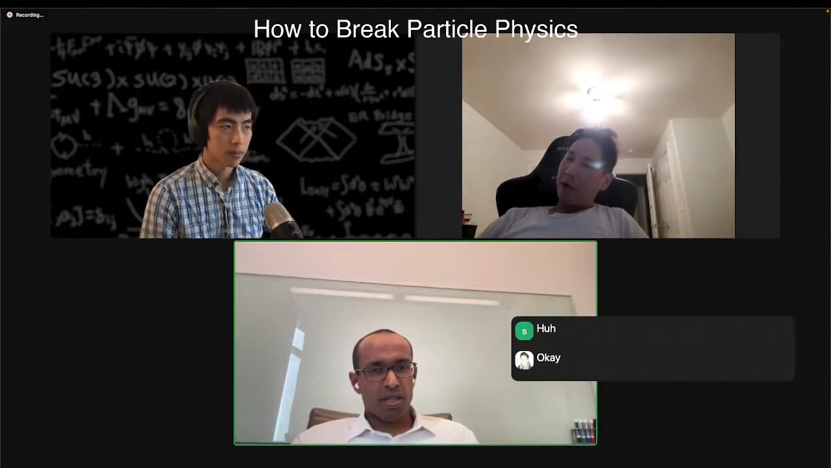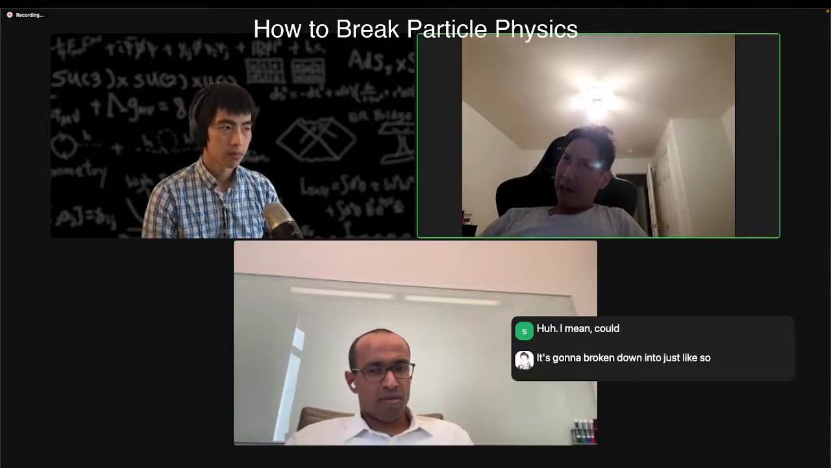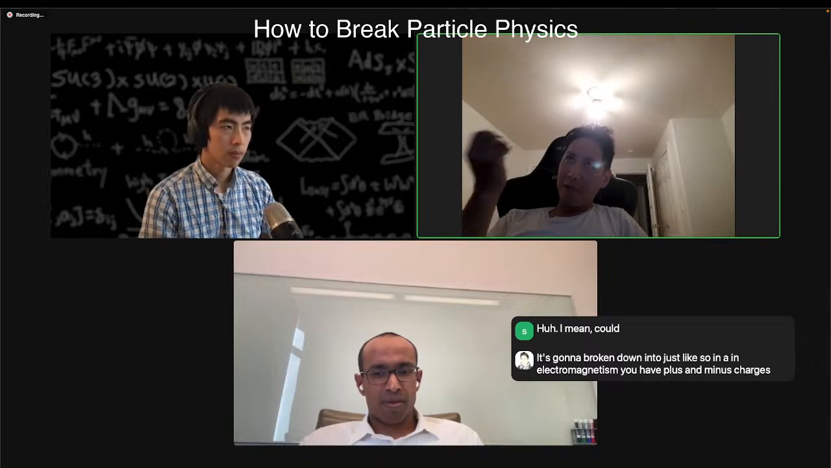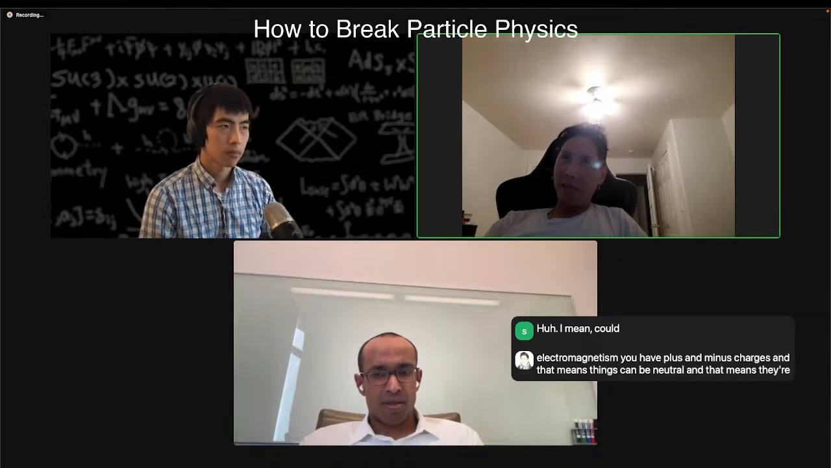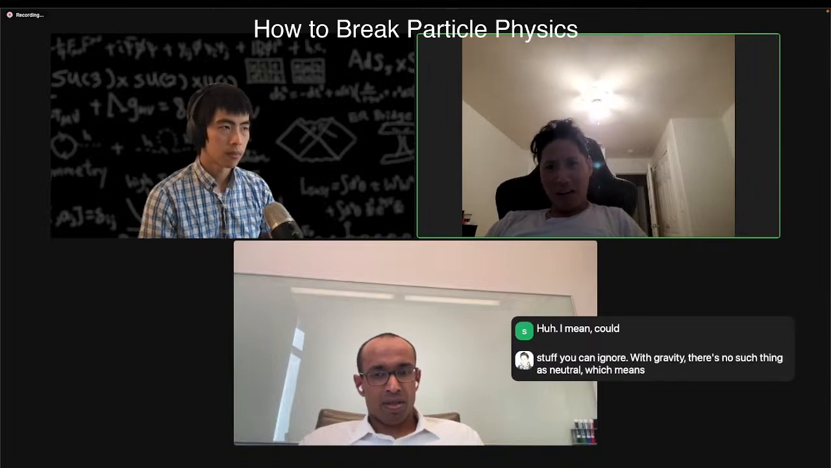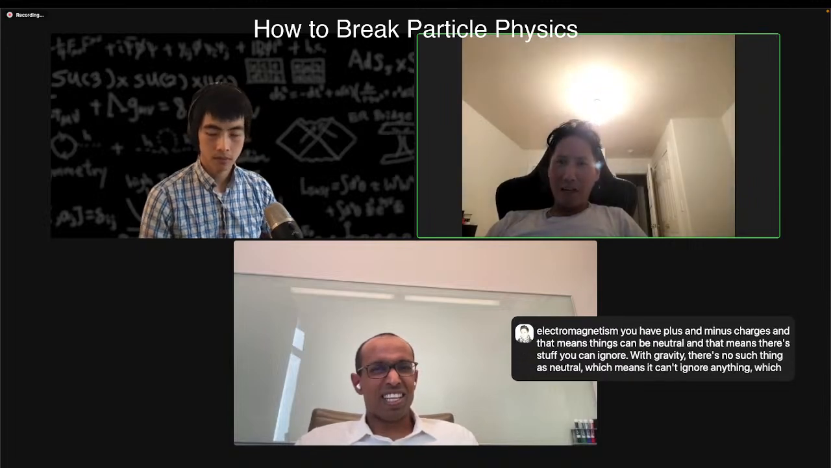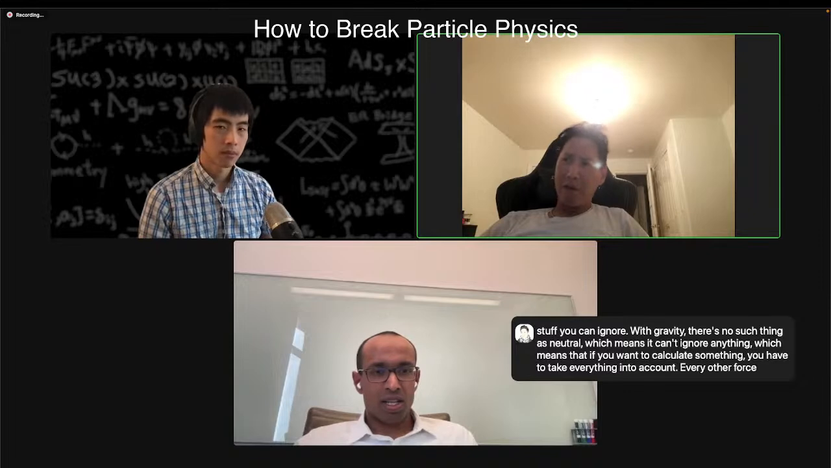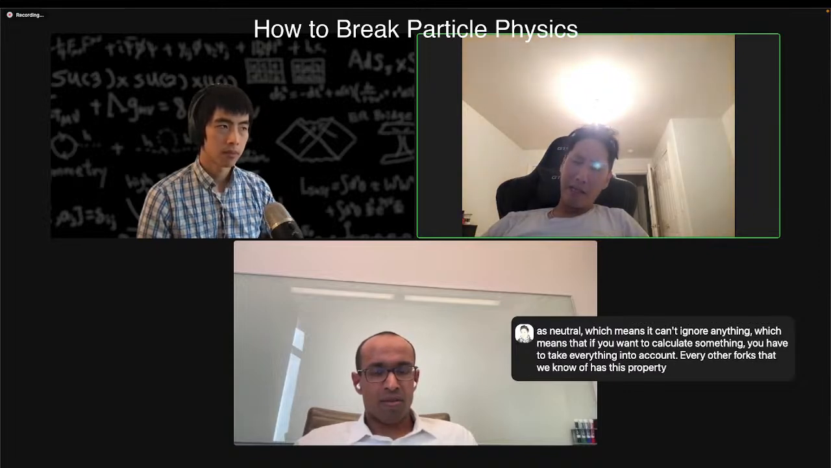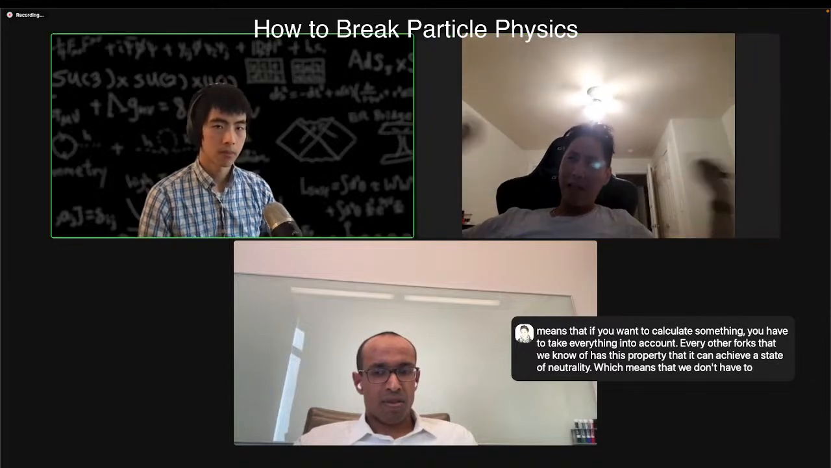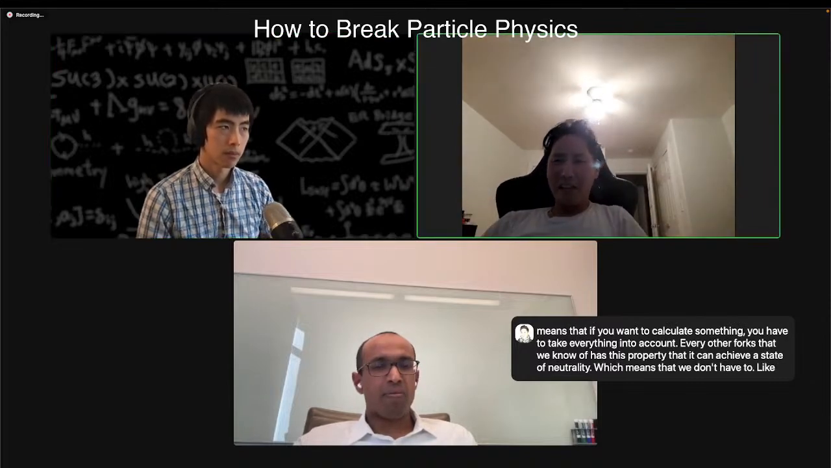It still could be broken down like this. In electromagnetism you have plus and minus charges, and that means things can be neutral, and that means there's stuff you can ignore. With gravity, there's no such thing as neutral, which means you can't ignore anything, which means that if you want to calculate something, you have to take everything into account. Every other force that we know of has this property that it can achieve a state of neutrality, which means that we don't have to consider everything.